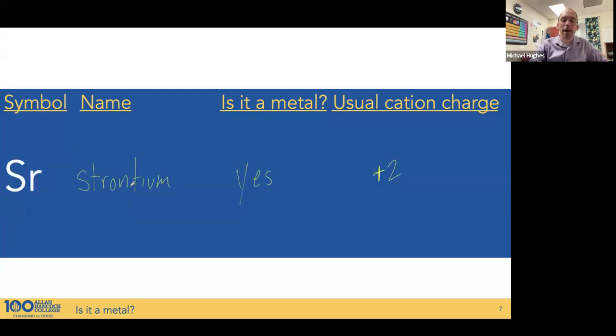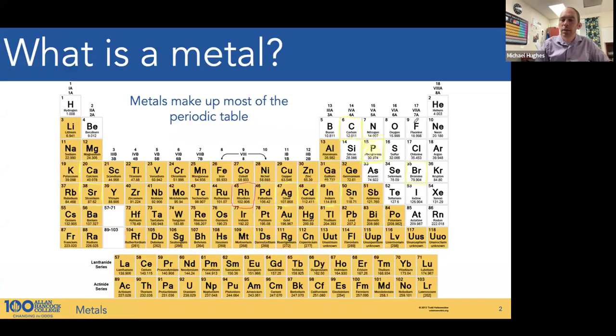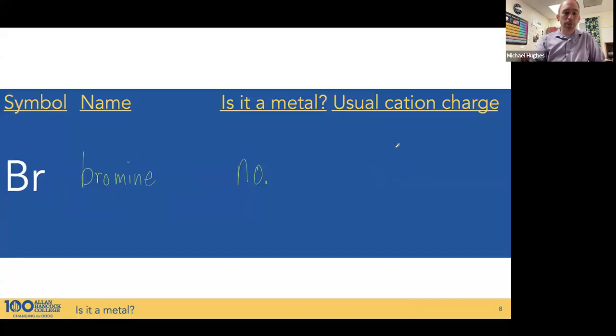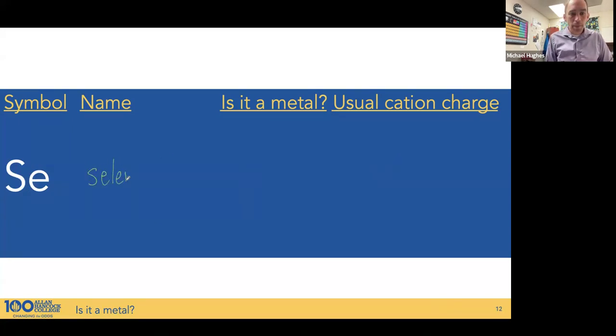Se, is it a metal? Se is element 34, selenium, and it is a non-metal. Selenium in group 16 or 6A is a non-metal. So Se is selenium. Is it a metal? No.